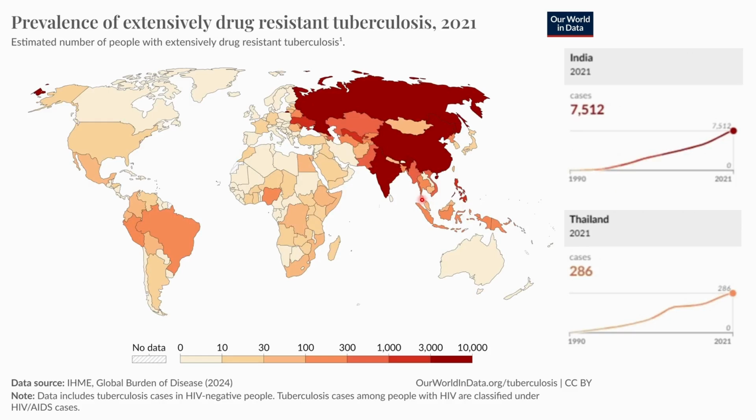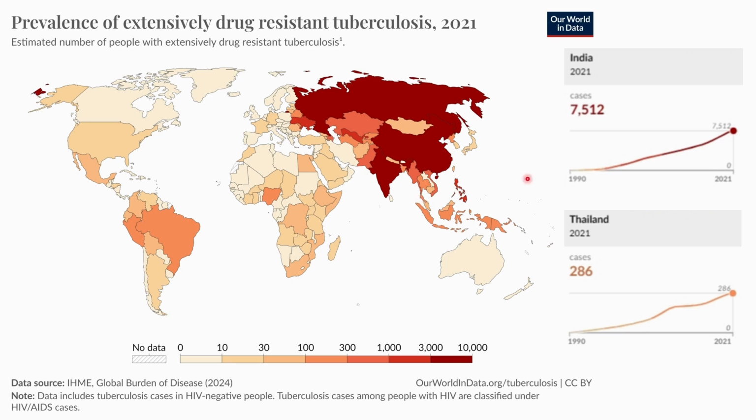But this disease is becoming dangerous in the Asian region mainly because we have drug resistant bacteria. Drug resistant bacteria means the bacteria cannot be killed by antibiotics, and this makes the disease very strong. And the highest number of drug resistant tuberculosis is recorded from India.